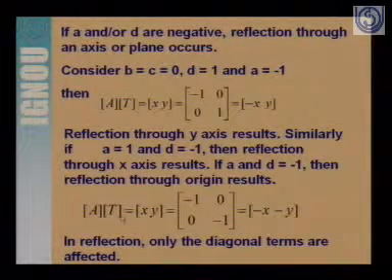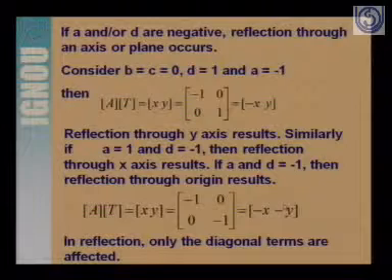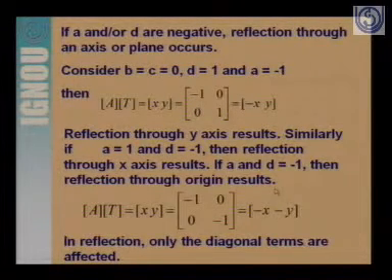Finally, we get X, Y into T equal to minus X, minus Y. In reflection, only the diagonal terms are affected.